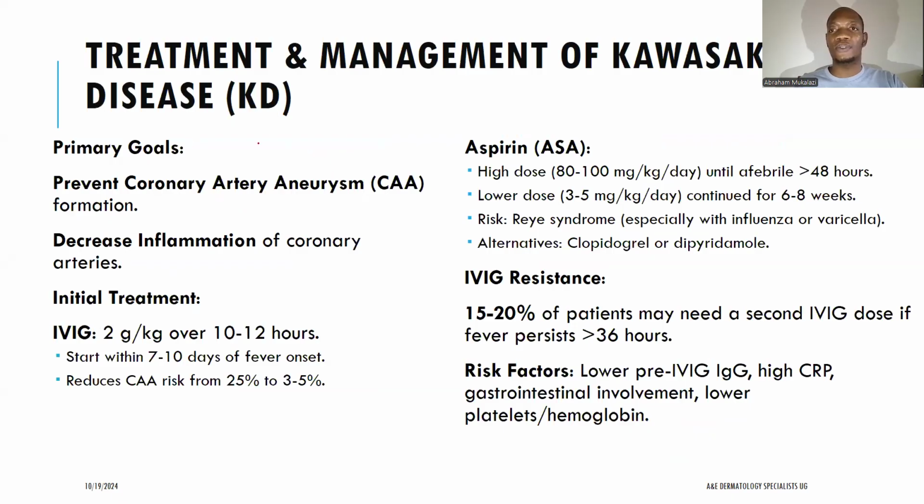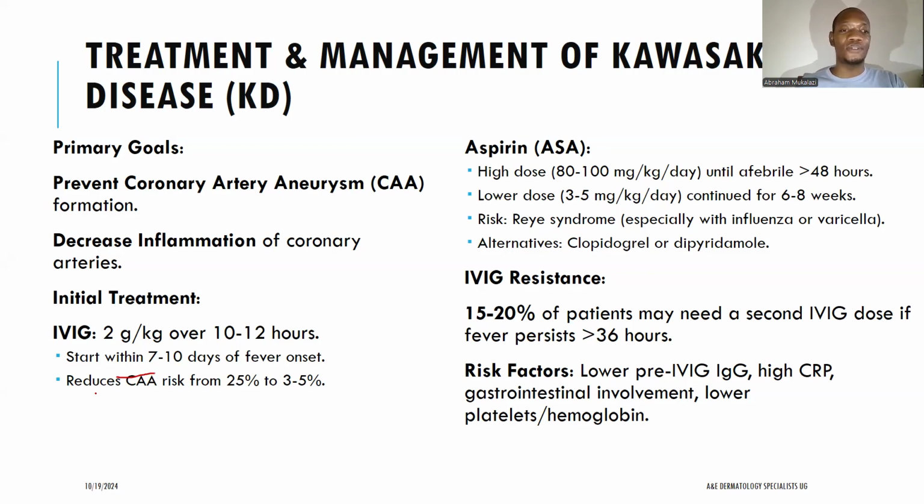So what treatment plan do we usually give in Kawasaki? The goal of treatment in Kawasaki is usually to prevent the complication, which is cardiac involvement. So in this case, you want to initiate your treatment in due time, as early as possible. If the patient is still early and you're suspecting it, then you can start the IV immunoglobulin at 2 grams per kilogram body weight over about 10 to 12 hours. This is usually advised to be started within the first 7 to 10 days after the onset of the fever.